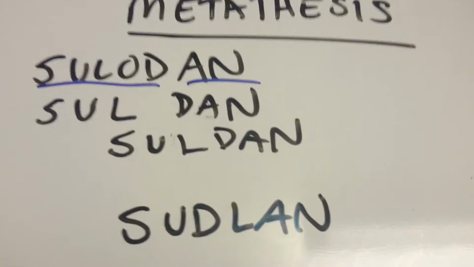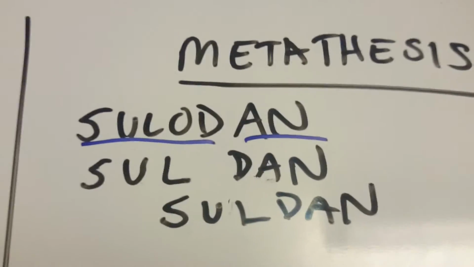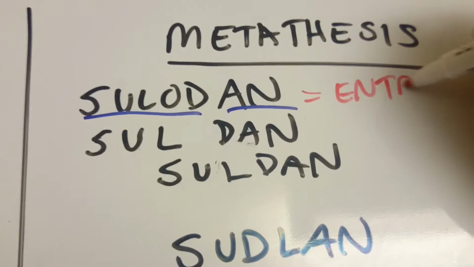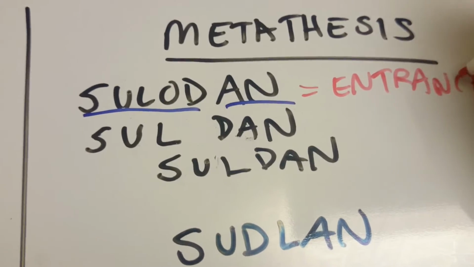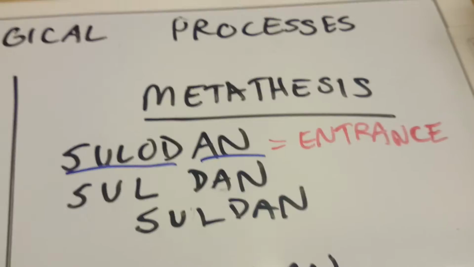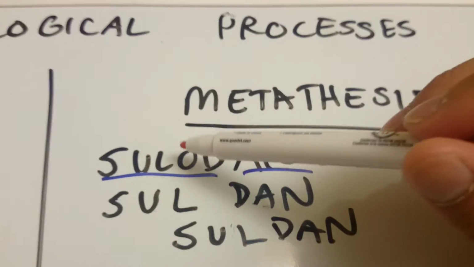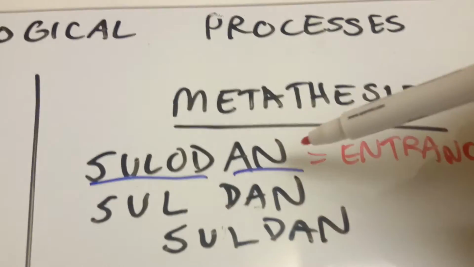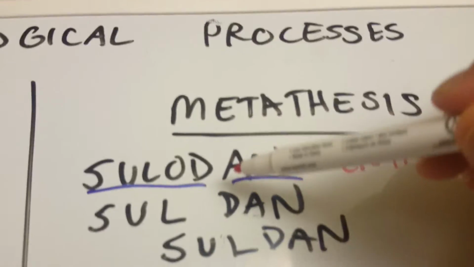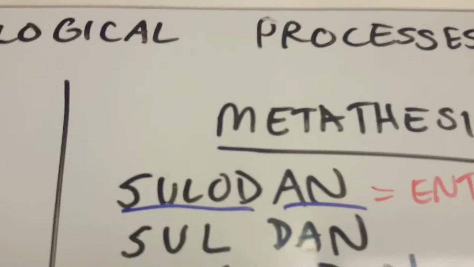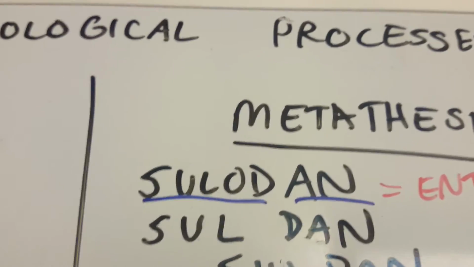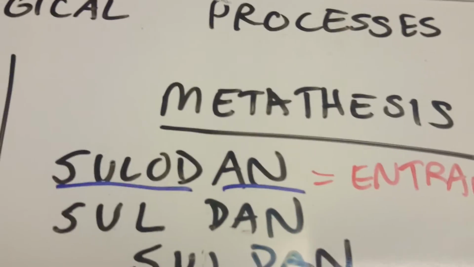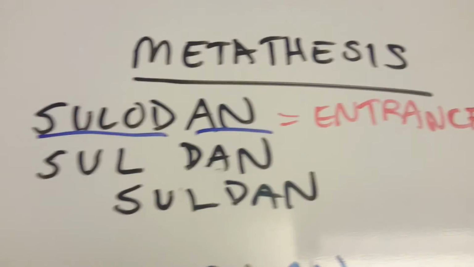So for this example, we have the word suludan, which means entrance. Right? Entrance. And it's coming from the root word sulod. We add on an affix, -an, to it, suludan. It means entrance. So sulod means some form of opening or some sort of entryway. Suludan is the entrance, right?